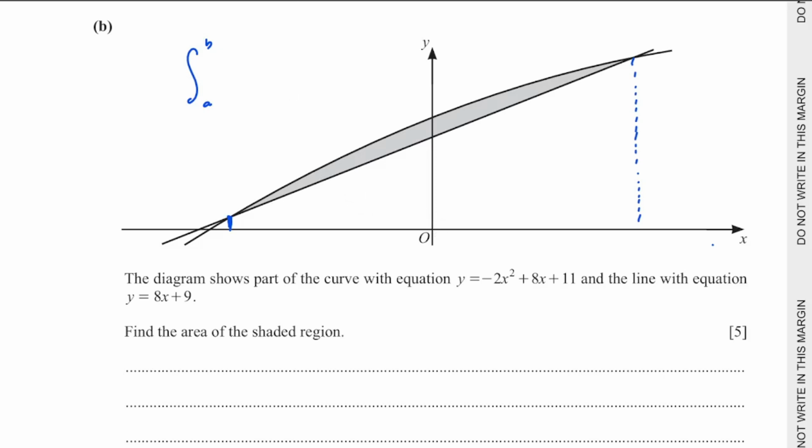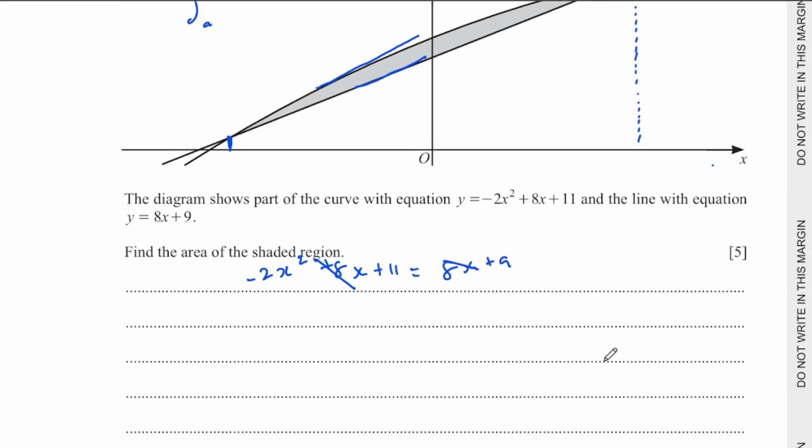You can't just find the area of the shaded part alone, so the whole concept is that we find the area under the graph of the higher curve, so this one right here, minus the area under the graph of the line. First we need to find the intersection points. So negative 2x squared plus 8x plus 11 equals 8x plus 9. Let's see what happens here. The 8x and 8x cancel out, because if you take it to the other side it will just cancel.